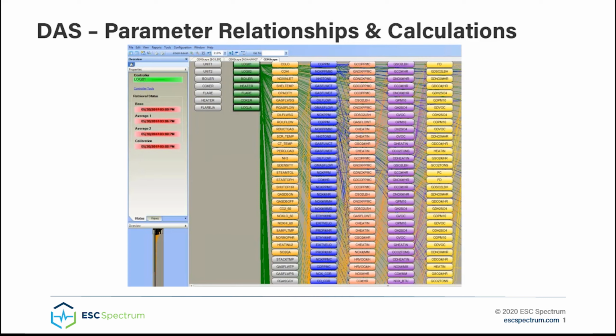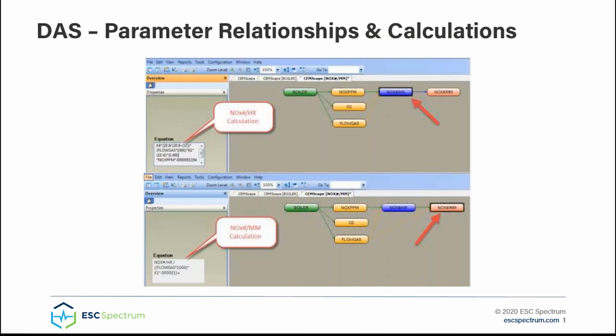used in its calculation. Let's now look at an example of how any parameter here can be selected and extracted into its own view so that its relationships become clear. So here we've selected NOx pounds per hour and extracted it and its related parameters into their own view. On the left side, we can see the equation used to calculate the NOx pounds per hour value. Looking at the equation, note that it's dependent on the O2, NOx ppm, and flow gas parameters, and looking at the graphic display, you can see the dependency lines feeding into it from these parameters.